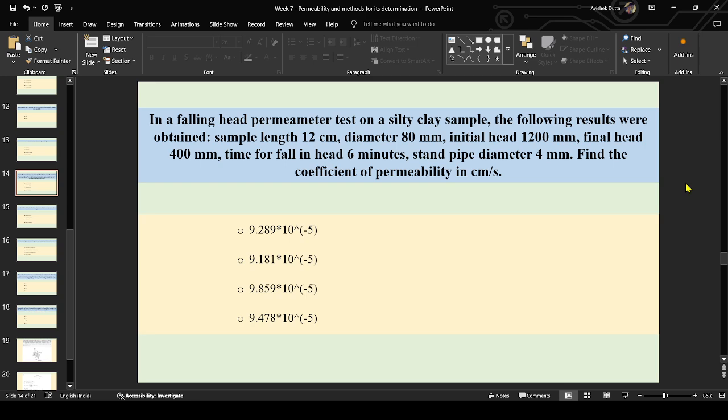You can just write down the data, like if you remember the formula, just write the variables and the data. For example, if sample length is L, so L equal to 12, D equal to 80, small d equal to 4, H1 1200, H2 400, T equal to 6 minutes, like this.